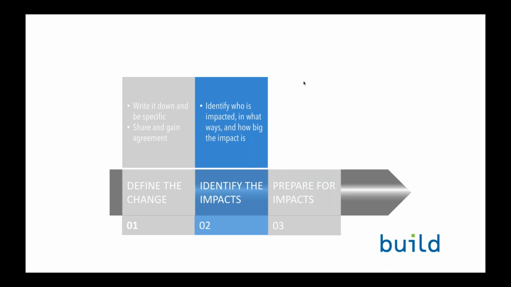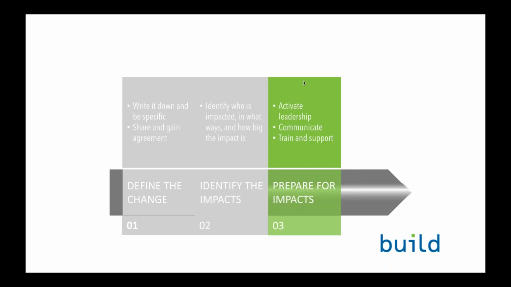The second step is about identifying the impacts of that change. And for those of you familiar with stakeholder analysis, this contains stakeholder analysis within this step. The key is to identify the individuals and the groups that are impacted by the change, determine how they're impacted, and how big that impact is. Because once you've identified what those impacts are, then you can start to leverage certain strategies to ensure that we become more prepared for the change.